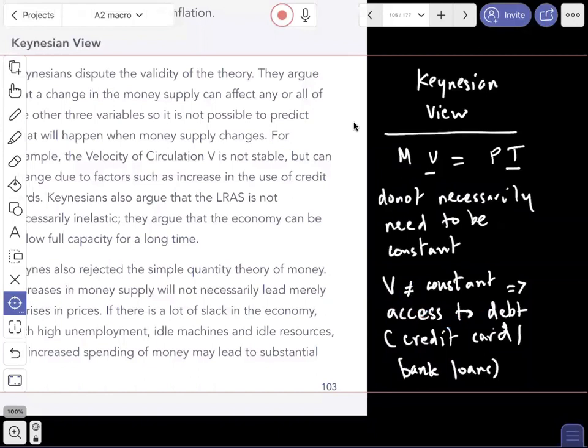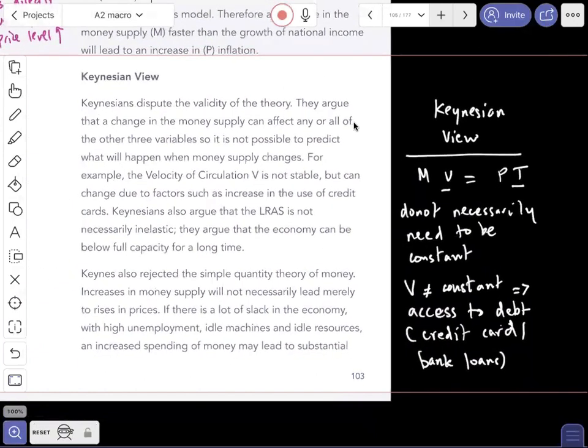So they say that V is not stable because it can change due to many factors such as the use of a credit card. The fact that V is constant or stable is not a good argument, because sometimes people may buy beyond their means. Sometimes people can buy something completely different when they have access to money, because of easy debt or loans. So they said V doesn't need to be constant.